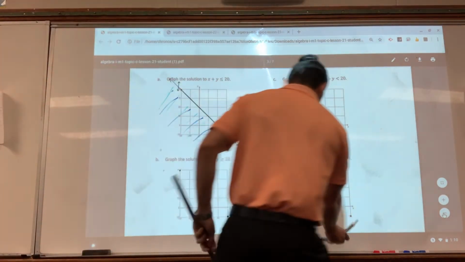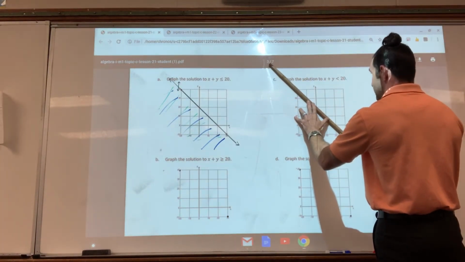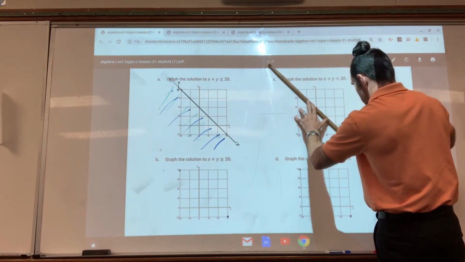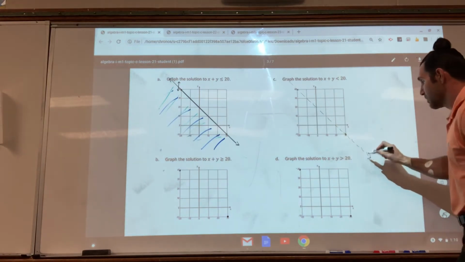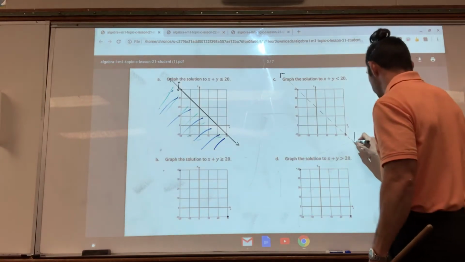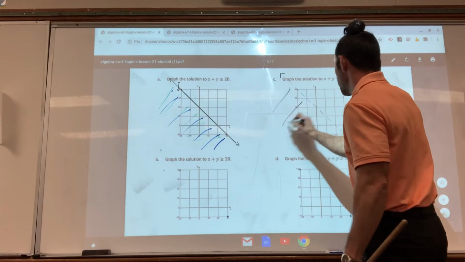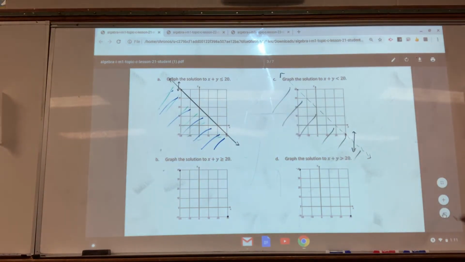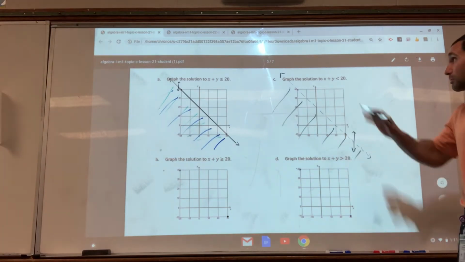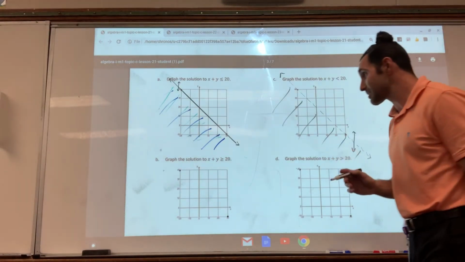Well, this one says x plus y is less than. So not equal to, just less than. That means it's dashed, because that line does not include my answers. So I make an arrow that follows the y-intercept above, below. It's less than, we shade below. Everything below that. This is at 20, negative 10. 20, negative 10 is absolutely less than 20, because 20 plus negative 10 is 10. That's less than 20. That's a solution.